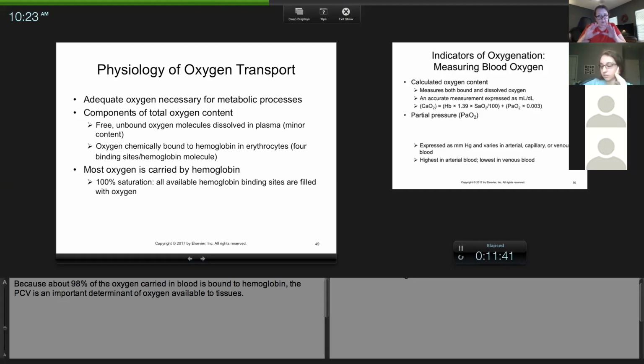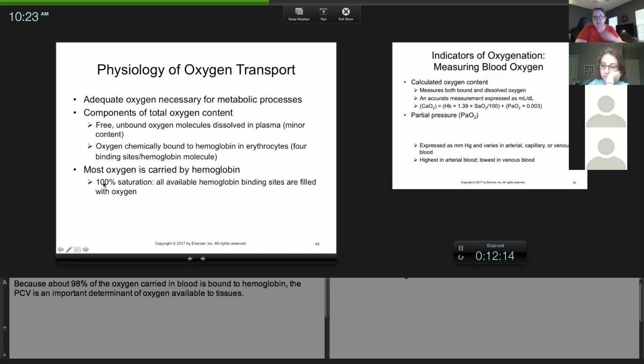But number one is oxygen bound to hemoglobin. That's standard. But there is also free oxygen that's dissolved in the plasma. And that is minor. That's why I always focus mostly on oxygen binding to hemoglobin. But there is oxygen dissolved in the plasma. So we've got two components of how oxygen is carried.